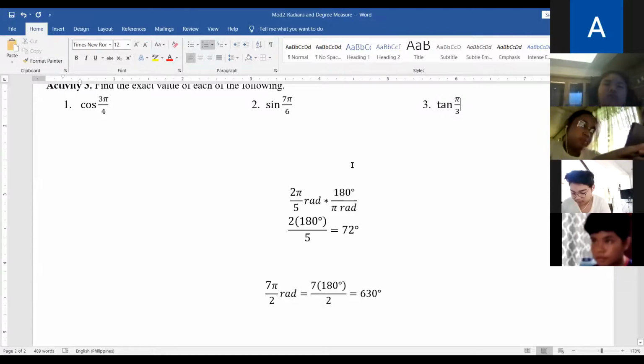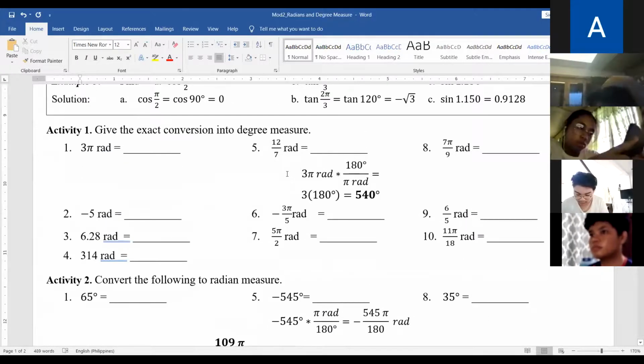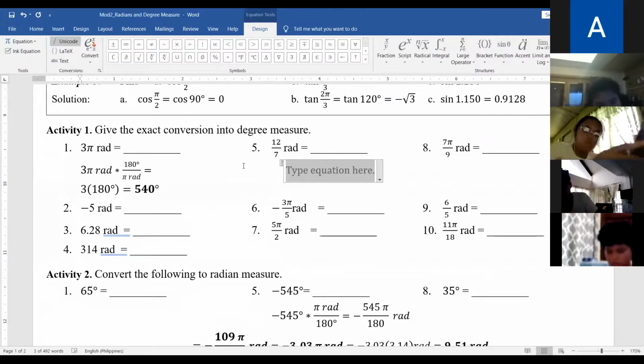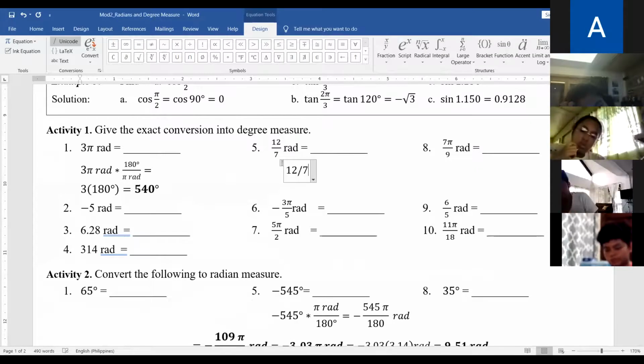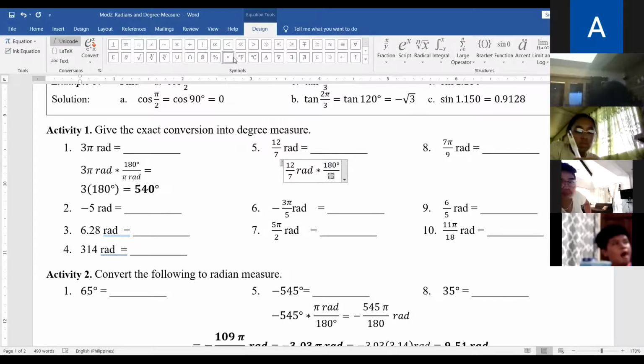So together with the understanding of that example, April, I will direct your attention to number 5 in activity 1. So are we ready? Let's solve. Okay, let's have example number 5. The given is 12 over 7 radian, right? Still, we are going to multiply it by 180 degrees over 1 pi radian.